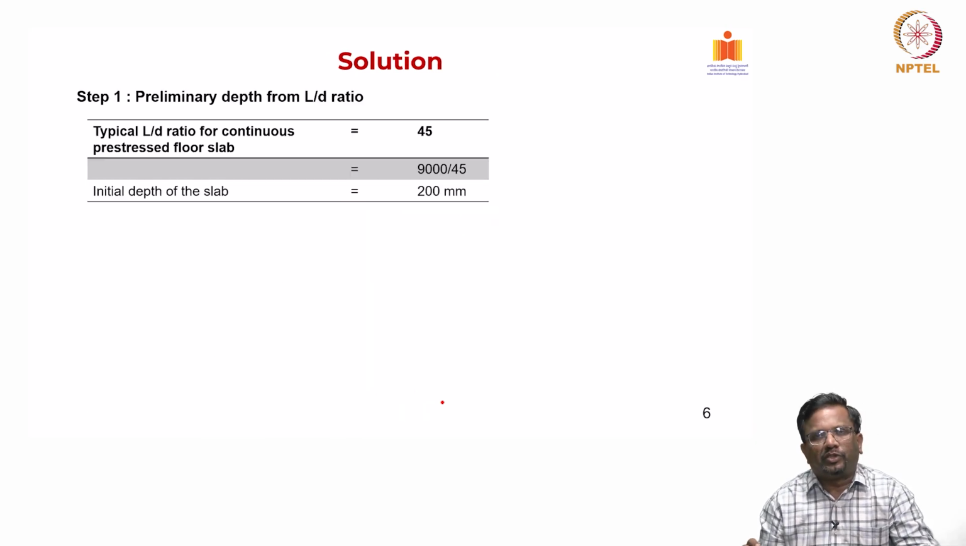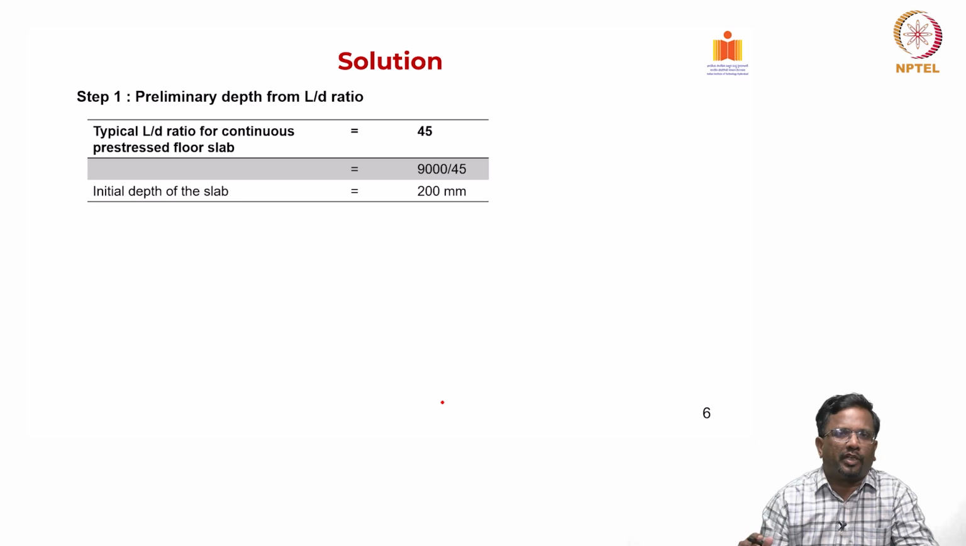Okay. Now, the first thing when we come to the design of the slab is to find out what should be the thickness of the slab. As per the Post Tensioning Institute manual, we have some recommended values. For a typical L by D ratio for a continuous pre-stressed floor slab or a flat plate, we can take L by D as 45. So, the initial depth works out to be 200 millimeters.